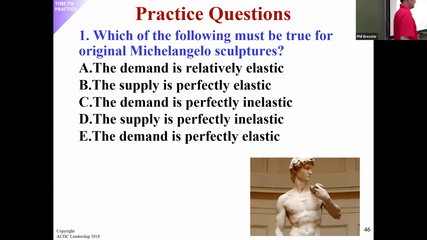All right. Quick question then. Here we go. Give you a minute. What does perfectly elastic mean? It's totally horizontal. The price doesn't change the quantity.